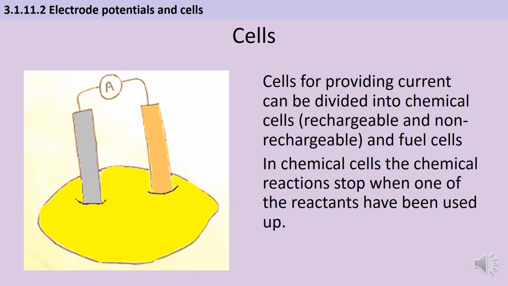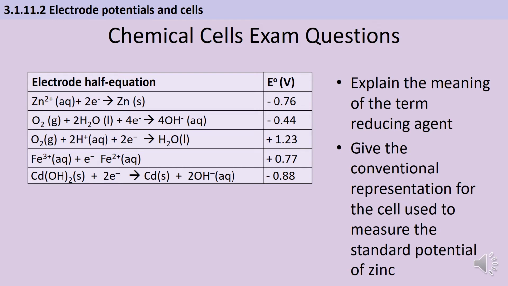In contrast to that, a fuel cell doesn't ever stop working because you're constantly supplying the reactants, and so they're never going to run out in the first place. When you encounter an exam question that discusses chemical cells or fuel cells, it's almost certainly going to incorporate some of the things that we've discussed in earlier videos.